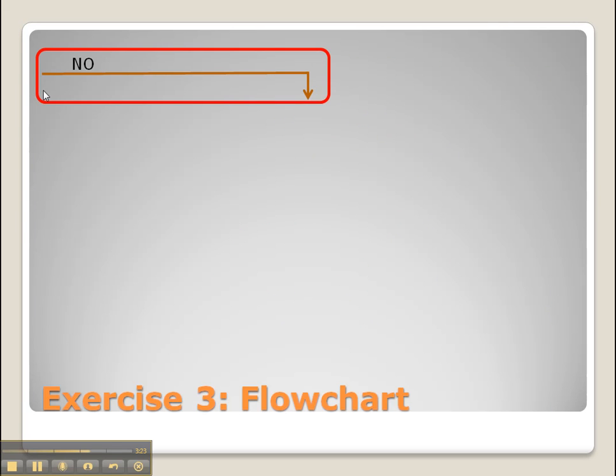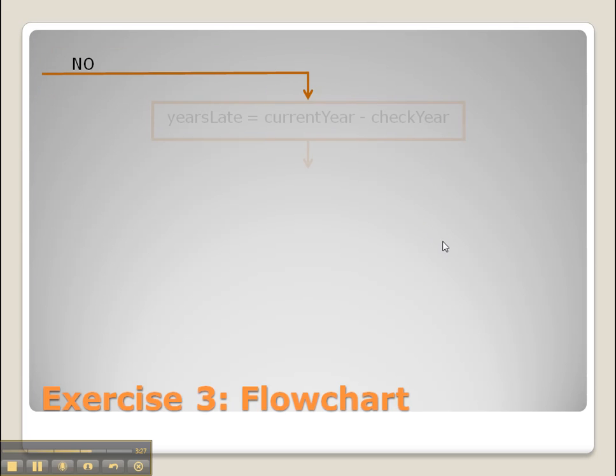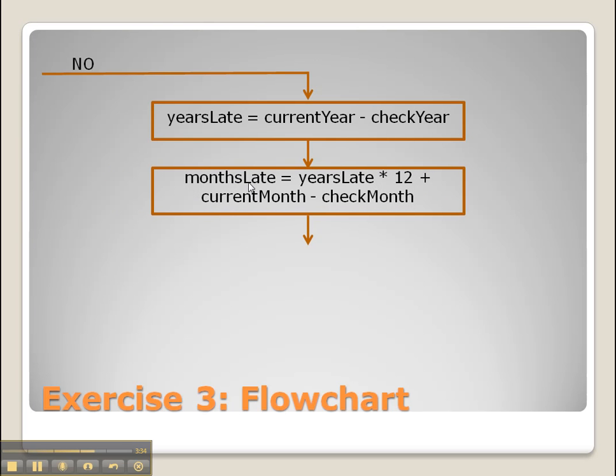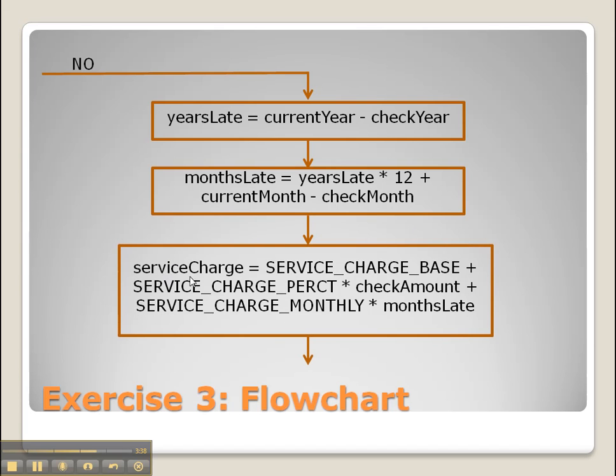Okay? Remember now, we're coming in from our no flow arrow, from our decision. We're going to calculate how many years late it is. We're going to calculate how many months late it is. And then we're going to calculate our service charge based on the values that we just calculated, the years and months late. Okay? Again, we're going to continue to go down, flow down, but then we're going to flow back up again to that flow arrow just above the decision.